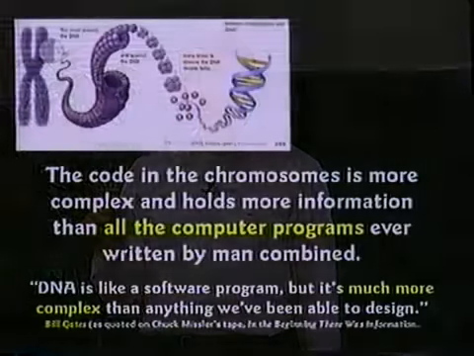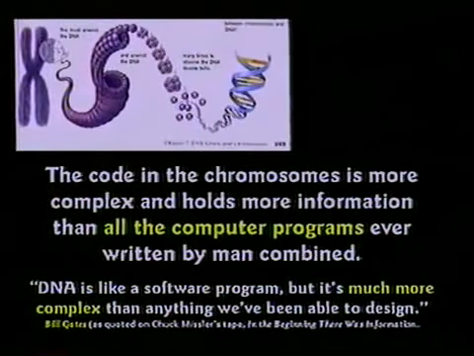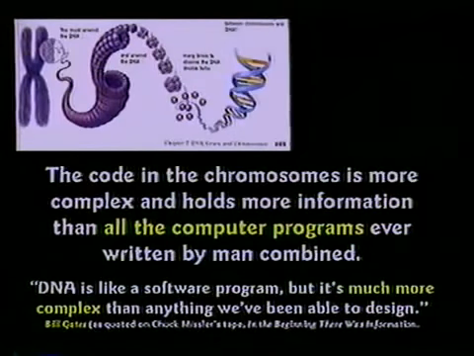And that's a very interesting study. You get into that in biology class, studying what can happen when you cross different genes together. But the genetic structure is incredibly complicated. They say that the code in the chromosomes is more complex and holds more information than all the computer programs ever written in the history of humanity combined. Incredibly complicated. Bill Gates, founder of Microsoft, said, DNA is like a software program, but it's much more complex than anything we've been able to design.